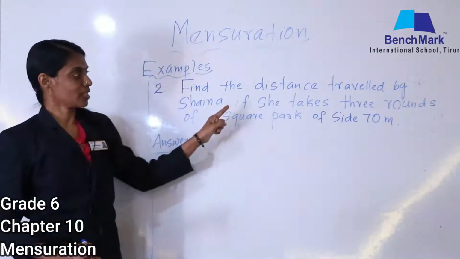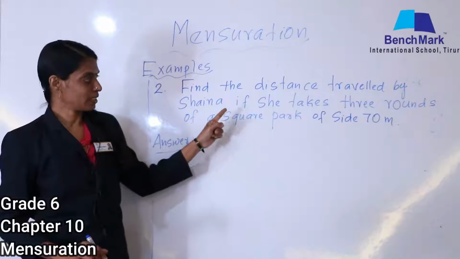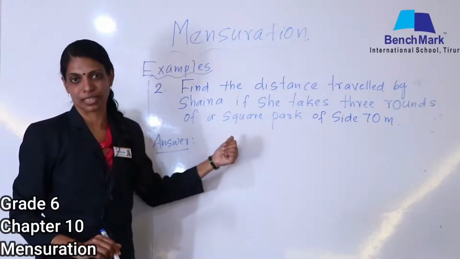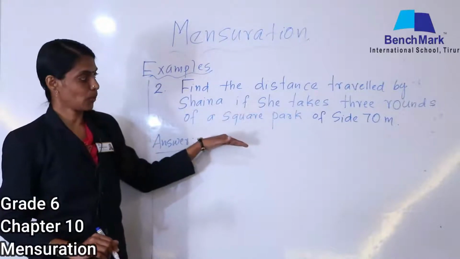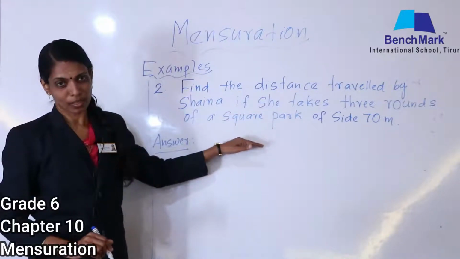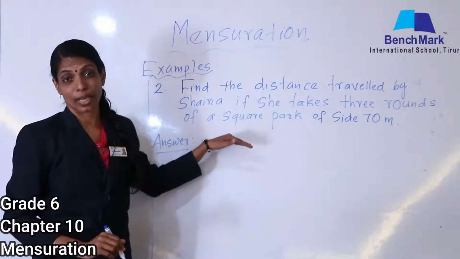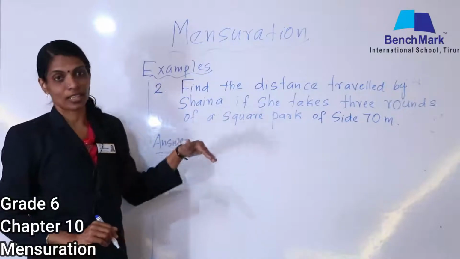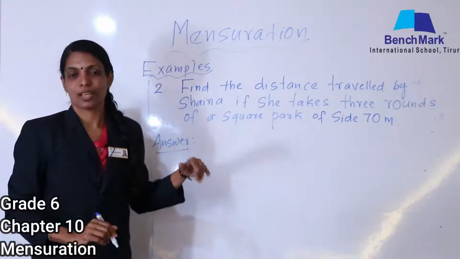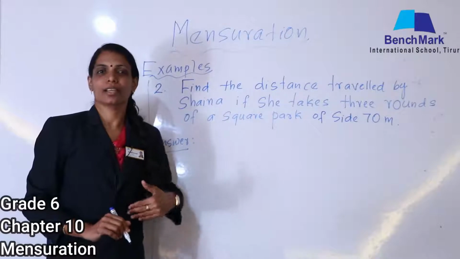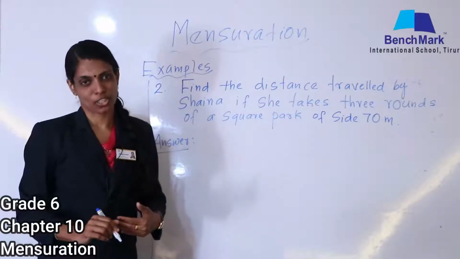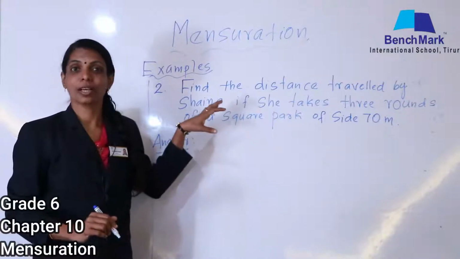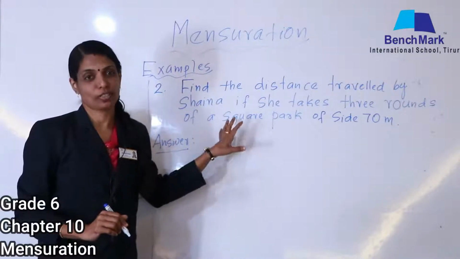Find the distance travelled by Shena if she takes 3 rounds of a square park of side 70 meters. So in this question, there is a square park and one side of the square park is given as 70 meters. So she is running around the square park. Running around the square park is dealing with its perimeter. So this question is also connecting its operation with finding the perimeter of the square park.